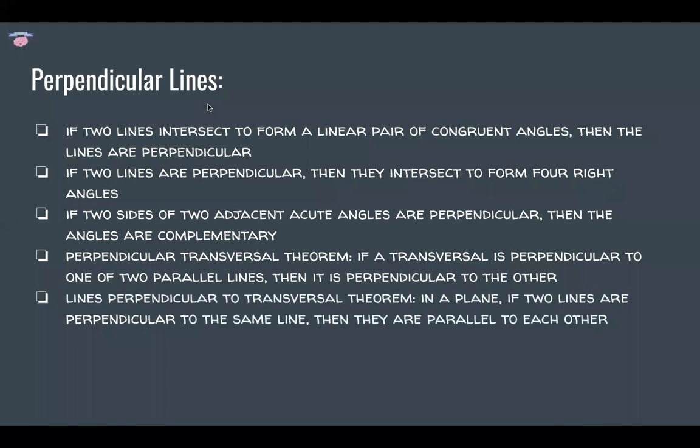Lines perpendicular to transversal theorem. So in a plane, if two lines are perpendicular to the same line, they're parallel to each other. So it's similar to this one. It's basically saying if there's this line right here, this line is perpendicular to it, this line is perpendicular to it, again by the corresponding angles theorem, but this time it's the converse. We know that these two lines are parallel. This is basically the converse of this.